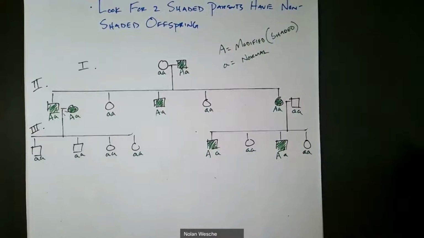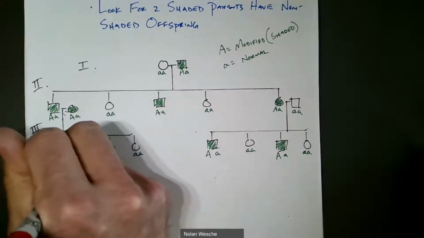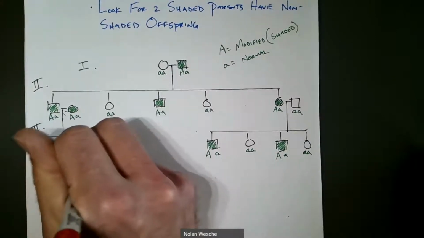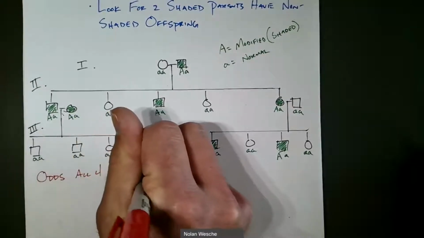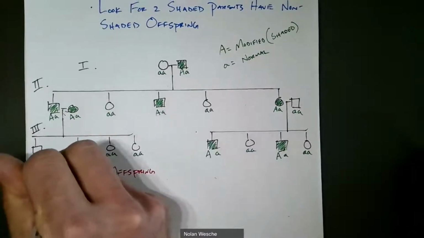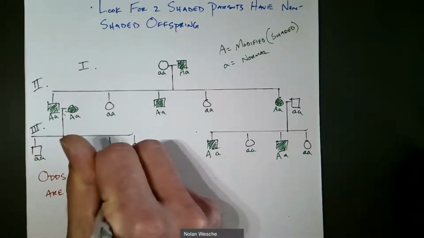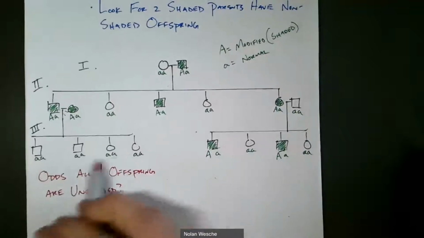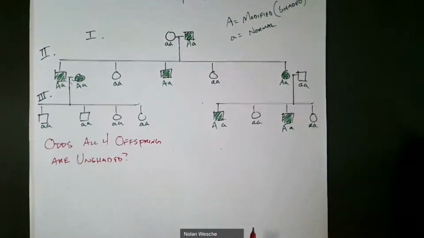Now, there might be a question where we ask, what are the odds all four offspring here are unshaded? That seems like that'd be pretty rare if both parents had the dominant allele, right?